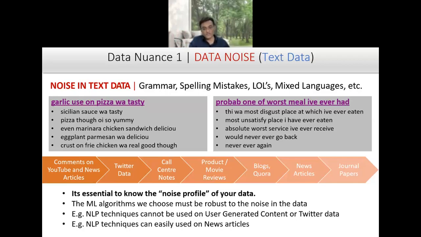Again, go to the news article. It would be far better than all these previous ones. But journal papers and research papers are always perfect, I should say. So you can apply some sort of NLP directly on that. You need not worry about that.